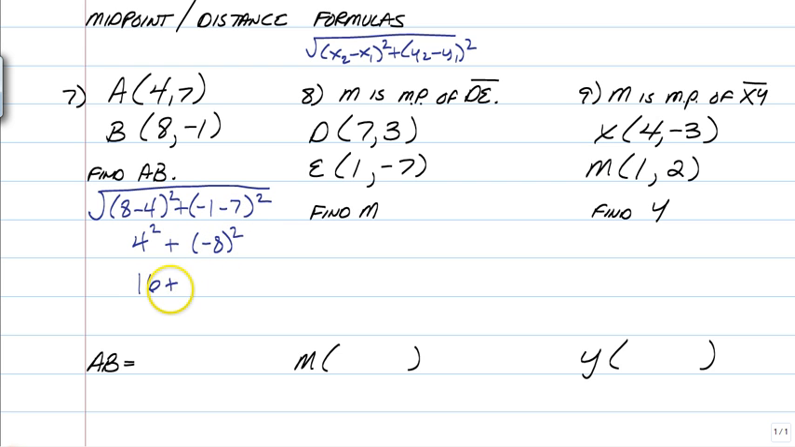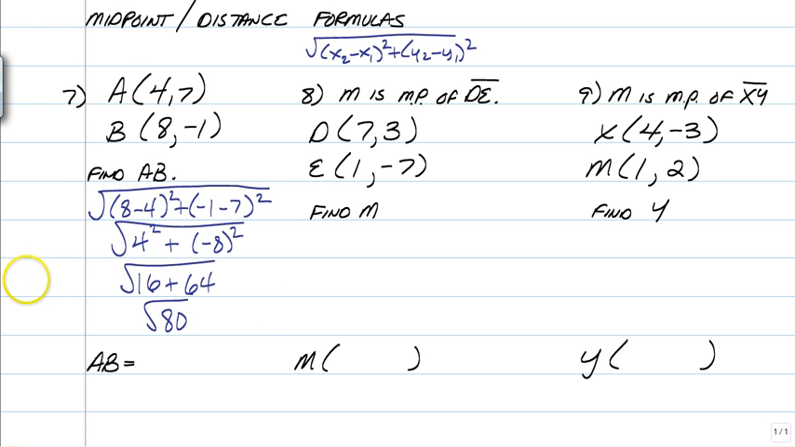So 16 plus 64 is going to give you 80. And of course, these are all square root. So AB is the square root of 80. Now, if it says give a decimal, then you just type it in your calculator. But it's most likely going to say give an exact answer.